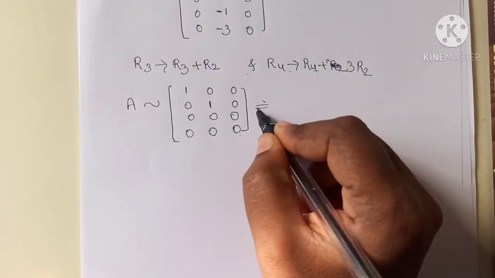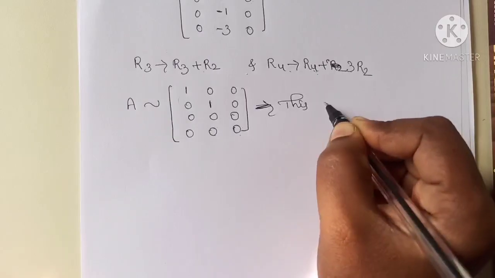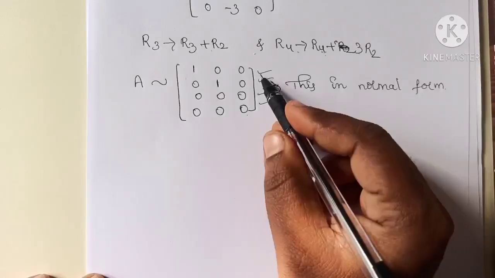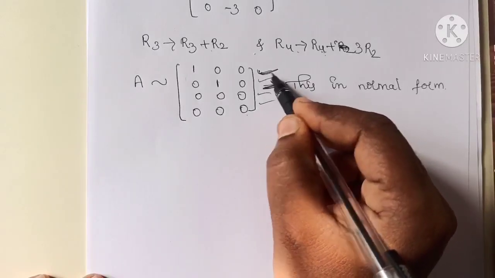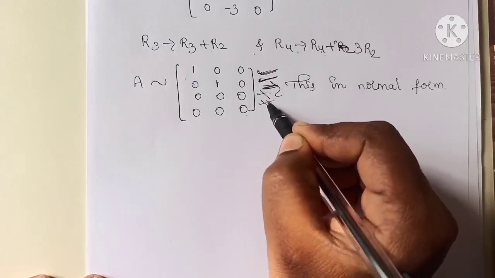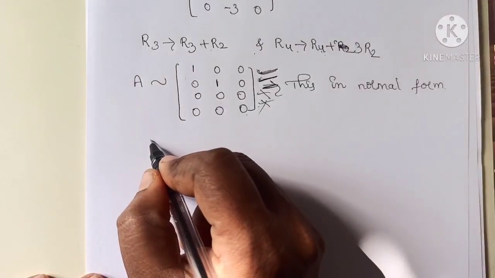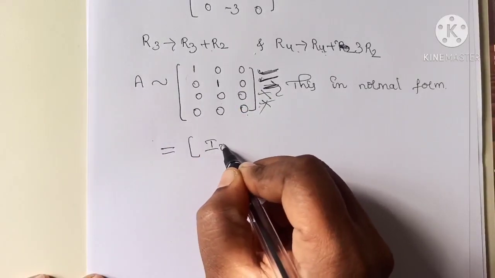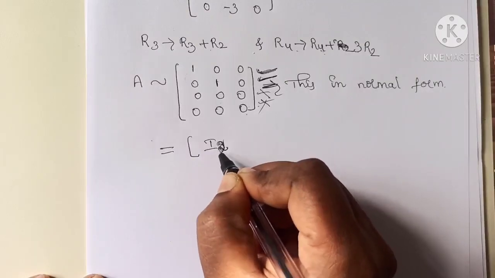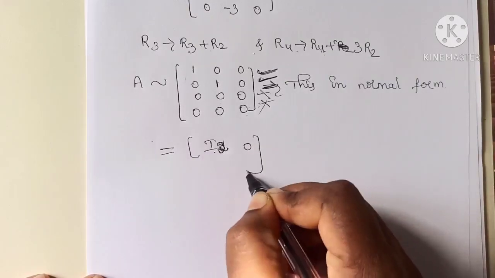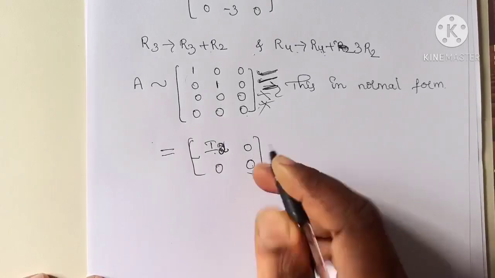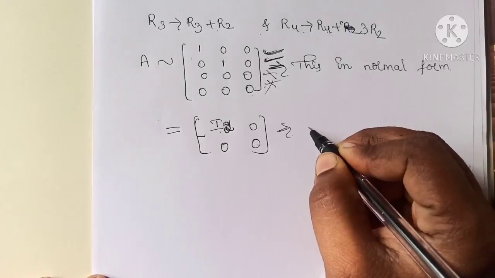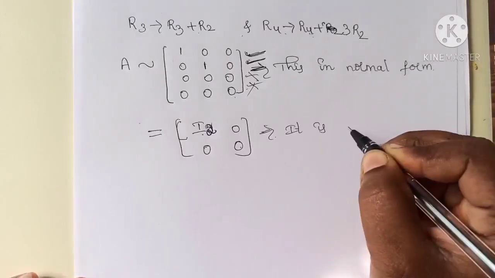So this is in normal form. Therefore here you can count the non-zero rows. Here this contains 2 non-zero rows. These are 0 rows. Therefore its rank is 2, or it can be written in the normal form as the identity matrix of order 2, with the rest all 0. Therefore it is of rank 2.